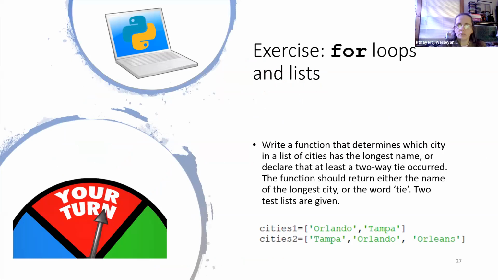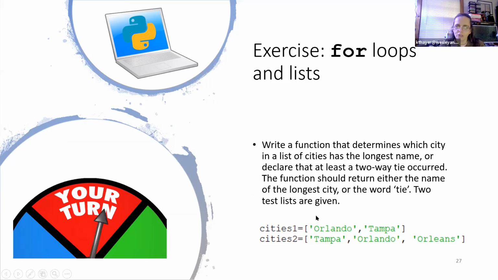All right, so here's another exercise with for loops and lists. Write a function that determines which city in a list of cities has the longest name, or declare that at least a two-way tie occurred. The function should return either the name of the longest city or the word tie. 2 test lists are given.